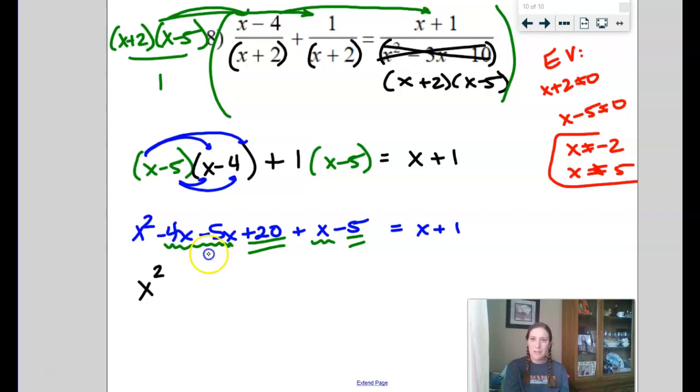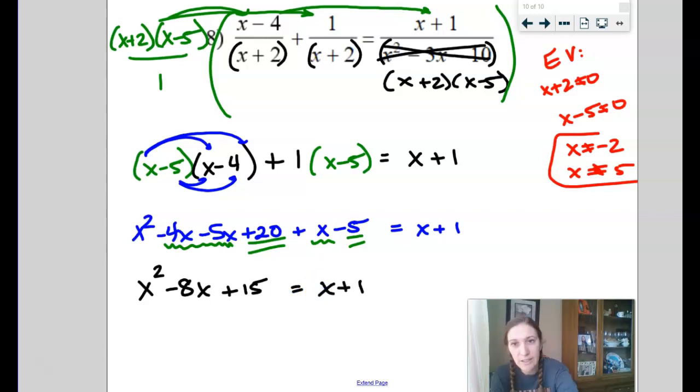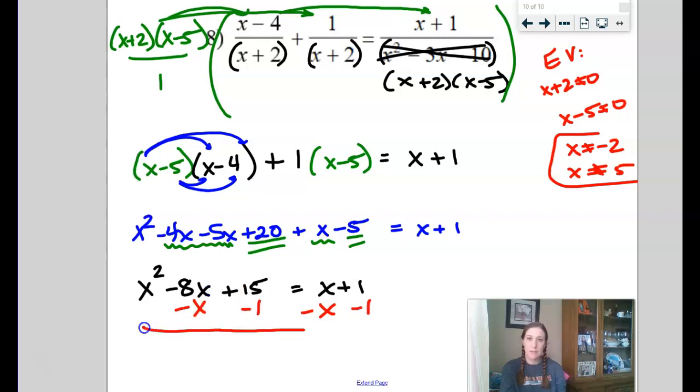So we have x squared. Let's see, that's -9 plus 1, so -8x. And then 20 minus 5 would be a plus 15. But don't forget, you still have the x plus 1 on the other side. And your job is to get everything to one side of the equation, so it says equals 0. All right, subtracting x. And then subtracting 1. Woo, that's ugly.